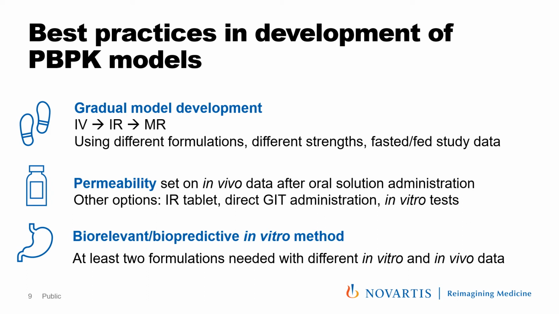Thirdly, the biorelevant and biopredictive in vitro method is necessary to be used so that a model is able to discriminate between different formulations. Also, there should be at least two formulations with different in vitro and in vivo data to actually establish in vitro-in vivo relationship.